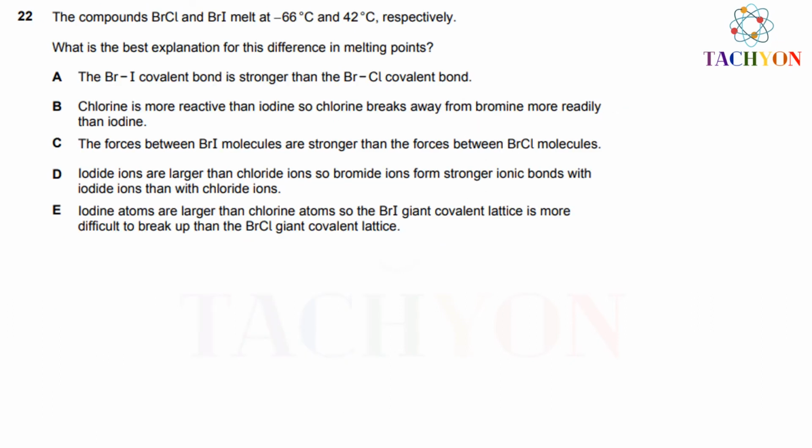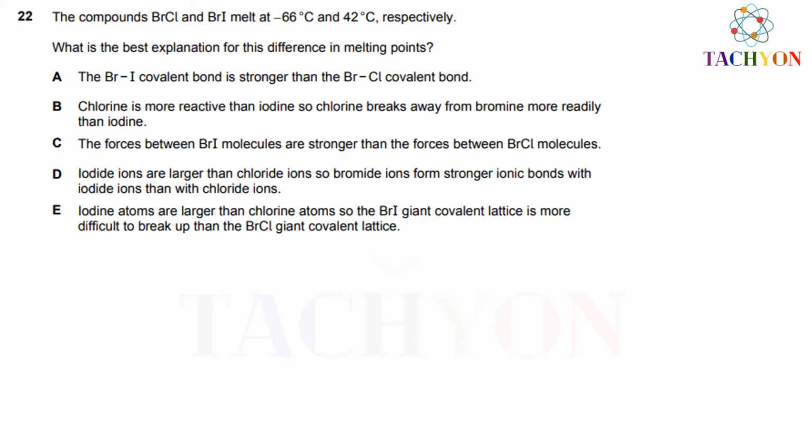The next question, the compounds BrCl and BrI melt at negative 66 degrees centigrade and 42 degrees centigrade respectively. What is the best explanation for this difference in melting points? The first statement, BrI covalent bond is stronger than BrCl covalent bond. Bromine iodine is having a covalent bond. In the same way, bromine chlorine is also having a covalent bond. No doubt in that. But they're asking you for the best explanation. Okay, it's not simply the explanation, the best explanation.